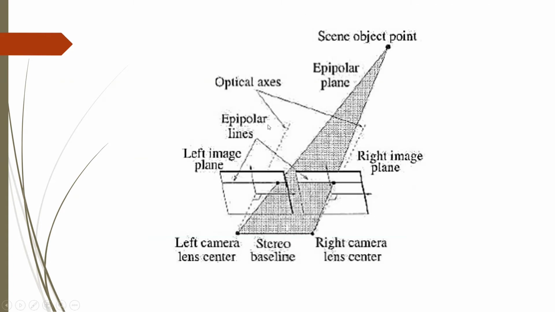The basic configuration of a stereo camera: here the left camera and right camera are placed at a distance. The distance between the left camera and the right camera is called the baseline, and this point is the object placed in front of the camera. Here we can see a shaded region which is called the epipolar plane, the plane passing through the optical centers and a point in the scene.